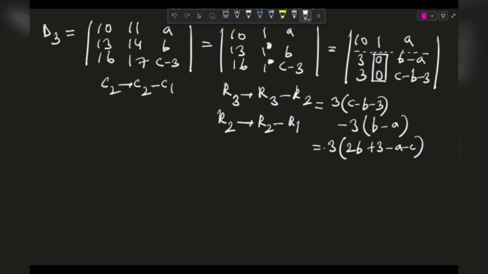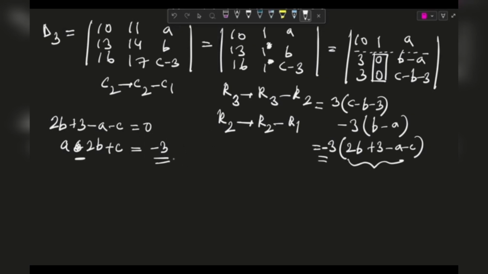And there's a minus also here. Doesn't matter. This will not matter when we get the result. So yeah, this is our D3. So basically what we need to have is D equals D1 equals D2 equals D3 equal to 0. So let's say if we take this only, what we need to have is 2B plus 3 minus A minus C equal to 0. Or we need to have A minus 2B plus C to be equal to minus 3.